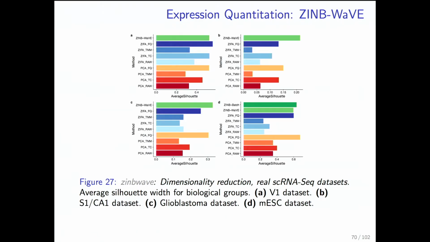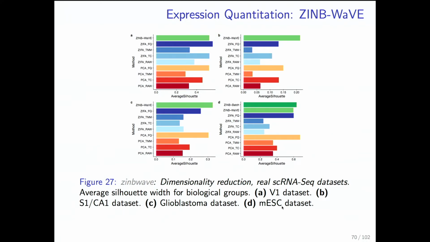So this is again looking at dimensional reduction with ZinB, comparing it to zero inflated factor analysis with 4 different normalization methods and PCA with 4 different normalization methods, and now it's with 4 data sets. And we're looking at the strength of the clustering by biological condition. We measure clustering strength by average silhouette width. So for the first 2 data sets, this is a cortex data set, this is another cortex data set, and I think a hippocampus data set, glioblastoma, and mouse embryonic stem cell data set.